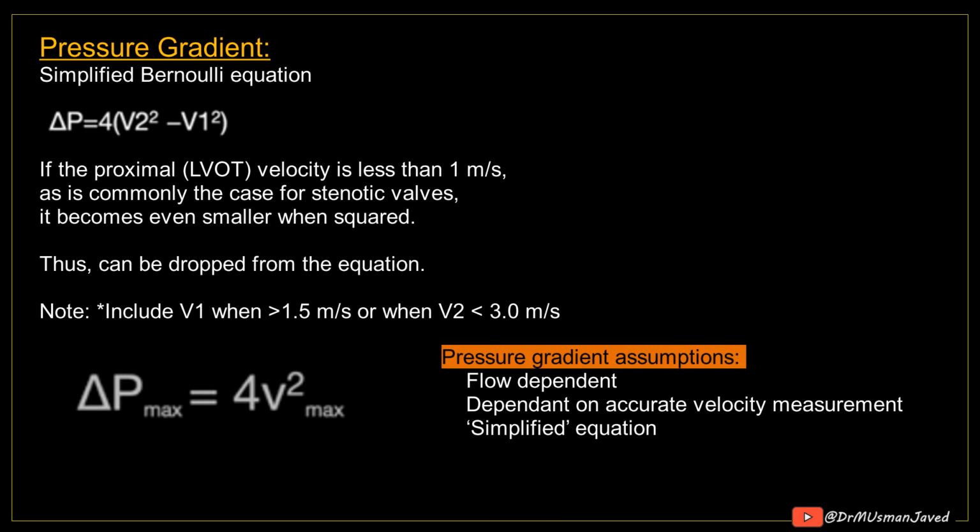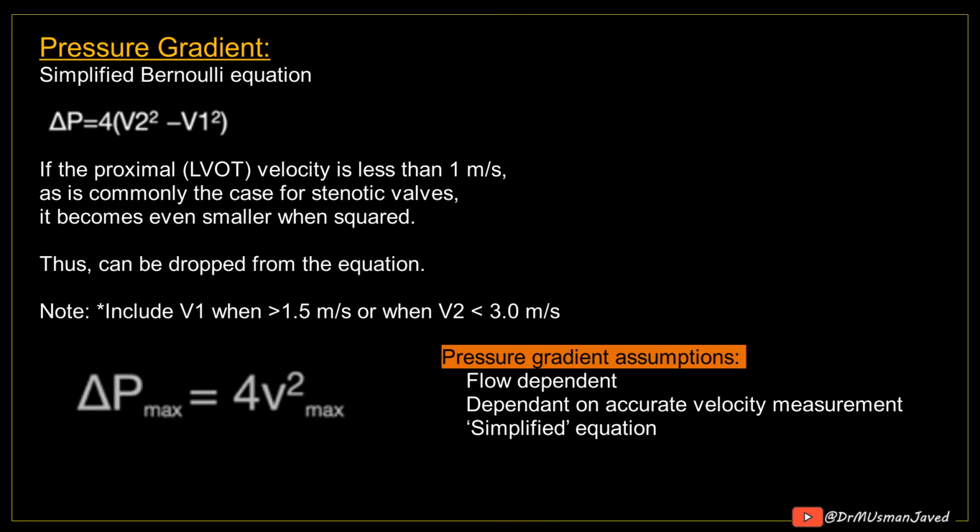So to get to this point, we have had some assumptions which were discussed in the physics of echo talk, so I won't go over all the assumptions to simplify the Bernoulli equation, which brings us to the delta in pressure, the pressure gradient, being 4 times the square of the velocities. And the key is that if the proximal LVOT velocity, or V1, is less than 1 meter per second, which is commonly the case in stenotic valves, it becomes even smaller when squared, so it can be dropped from the equation. These assumptions should not be made when V1 is more than 1.5 meters per second, or when V2 is less than 3.0 meters per second.